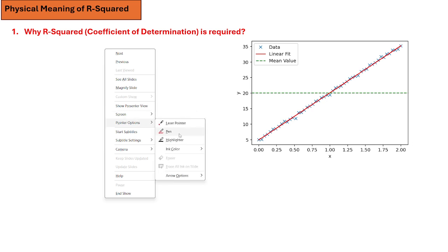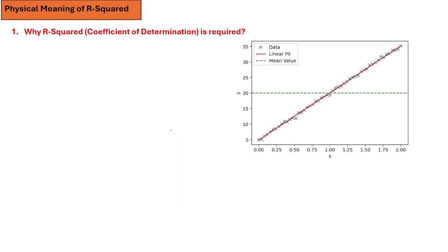So in this tutorial, we are going to learn about R squared, or the coefficient of determination. Basically, we will dig deeper into the physical meaning of R squared. First, we need to know why R squared is required. R squared is something that we need in the case of regression.